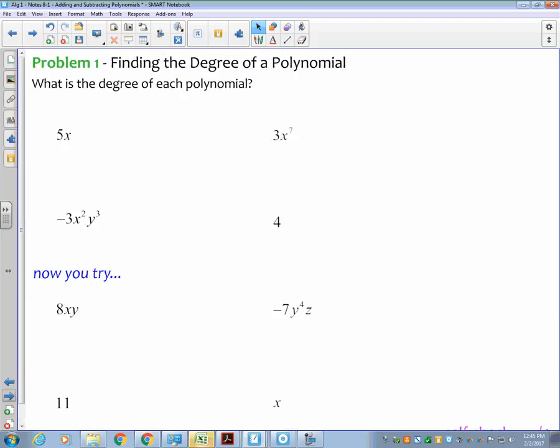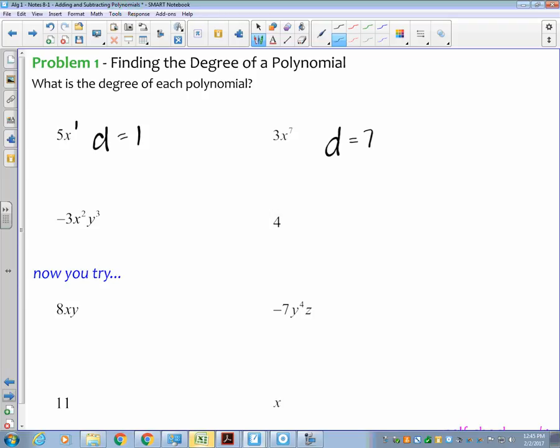Okay, so let's do this together. What is the degree of each polynomial? Your choices are 1st, 2nd, 3rd, 4th, 5th, 6th, or 7th. So let me show you the first one. This has a degree of 1 because it's x to the first power. This one's easy. This is a degree of 7.